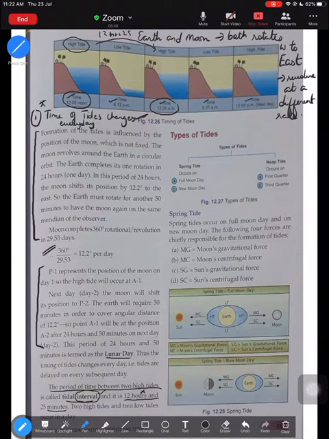So three things we have learned. First, why does the time of tide change every day? Second, what do you mean by lunar day? And the third is what is tide interval, and what is the tide interval between two high tides? It is always 12 hours 25 minutes.